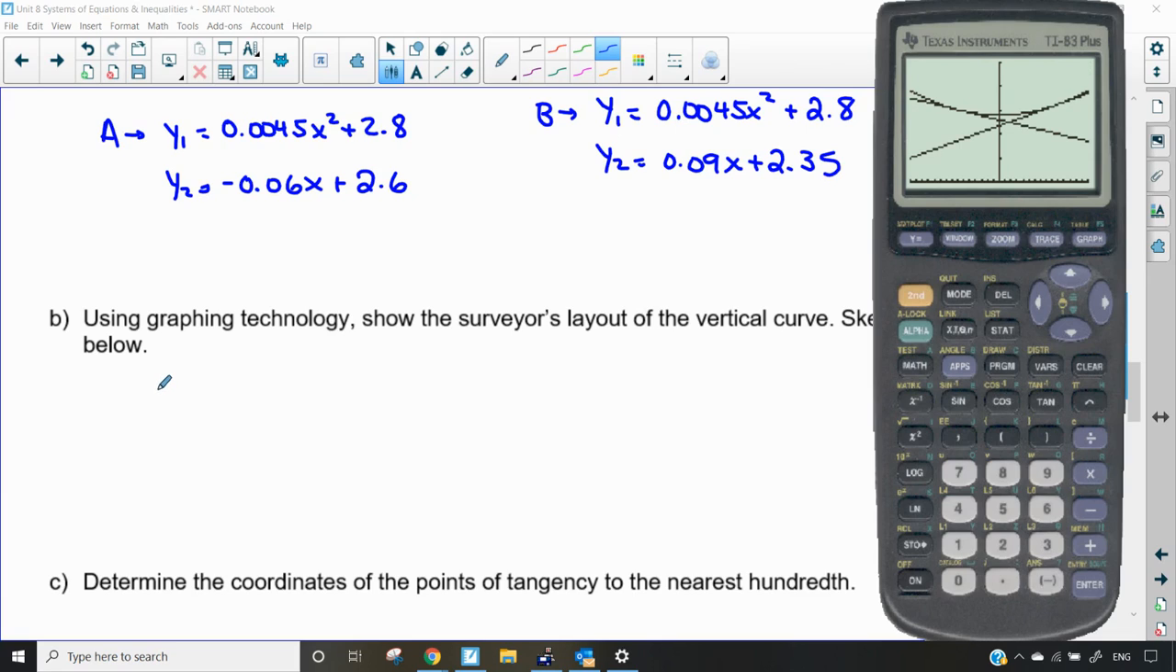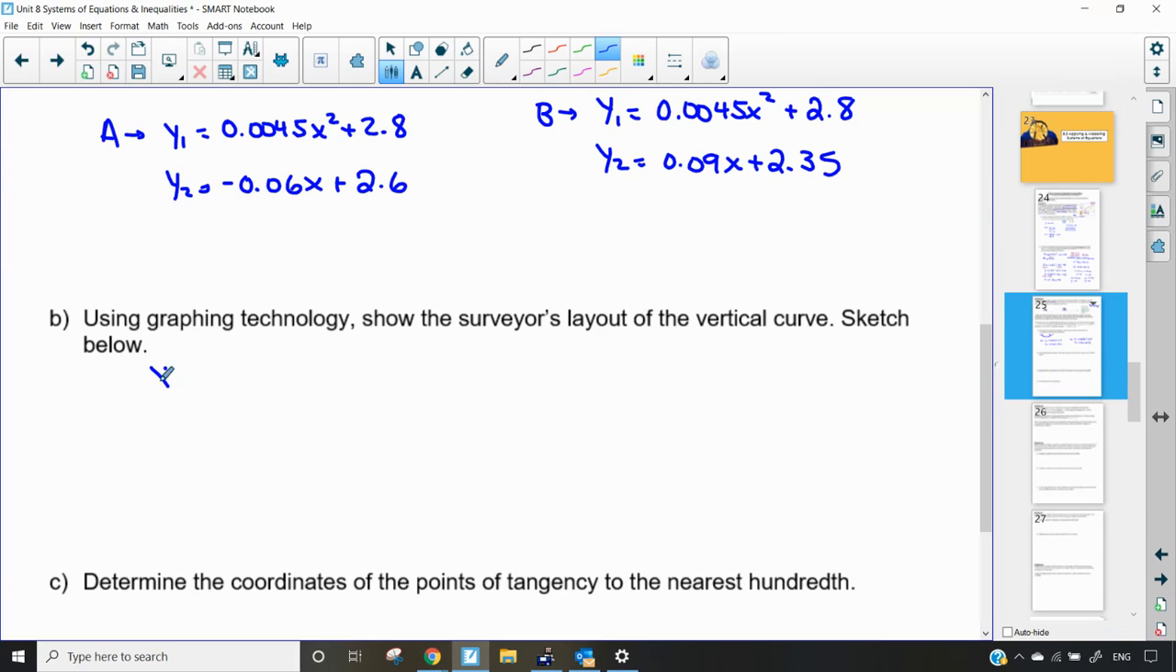Now, taking a look at that, we have our intersection points right here, and those would be our points of tangency. So we're going to just do a quick sketch. We have first our window settings.